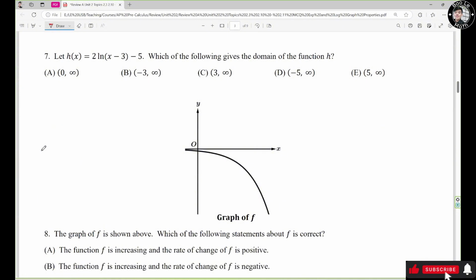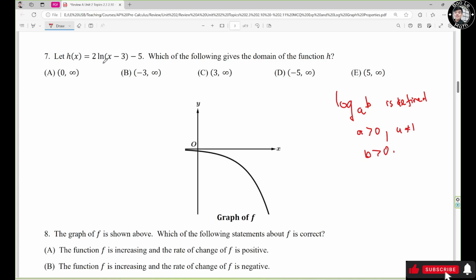Now let's move on to question number 7. Let the function h of s equals 2 times natural log of s minus 3 minus 5. Which of the following gives the domain of the function h? Find the domain of the logarithmic function. Recall that log base a of b is defined when a greater than 0, a not equal to 1, and b greater than 0, right?